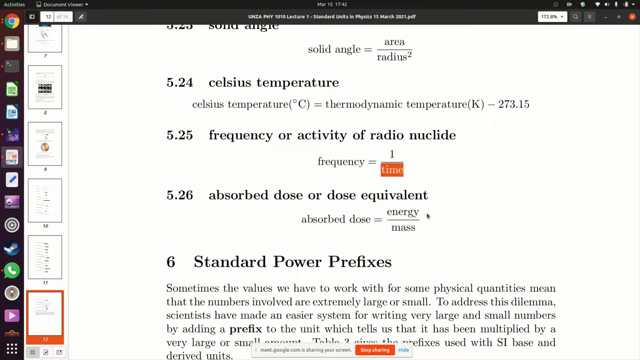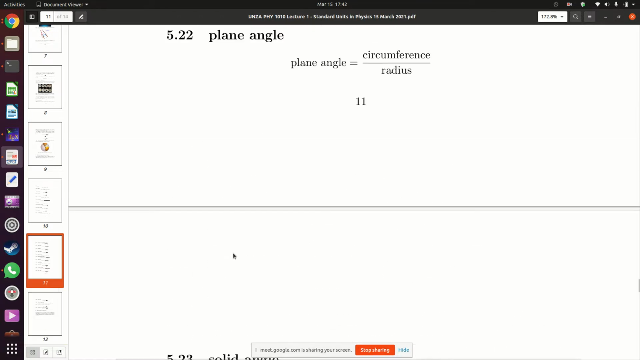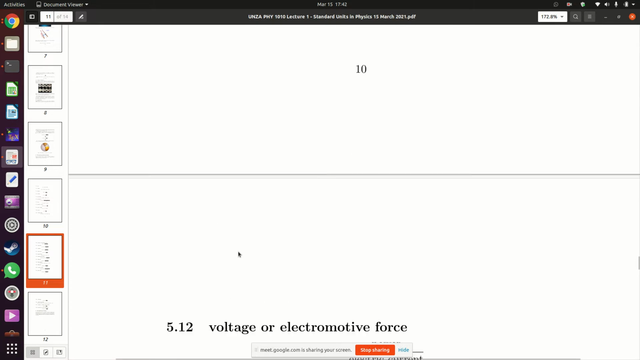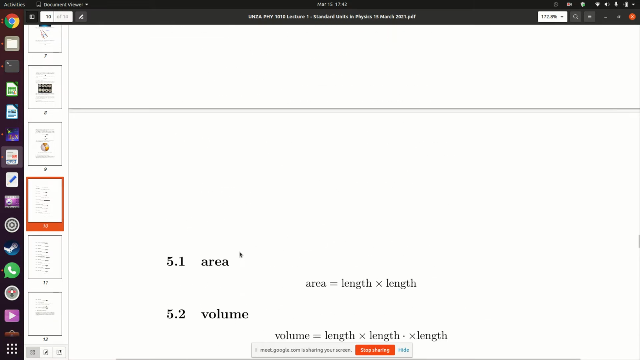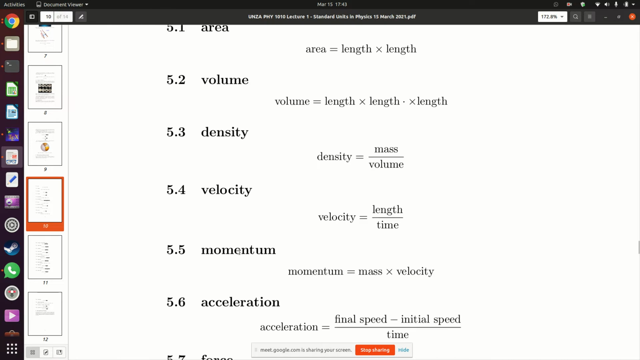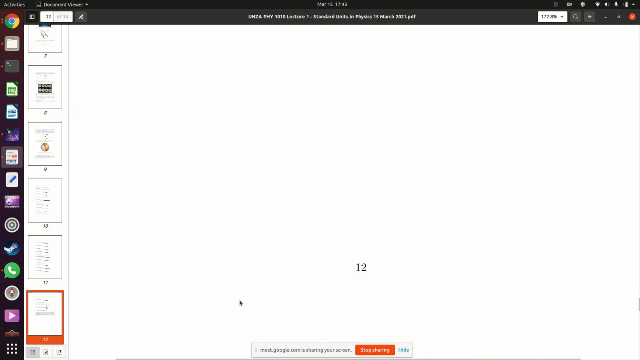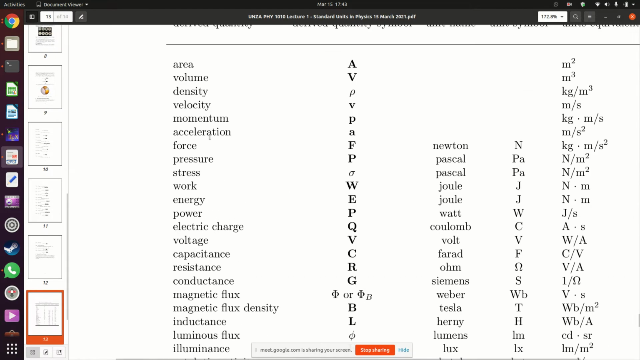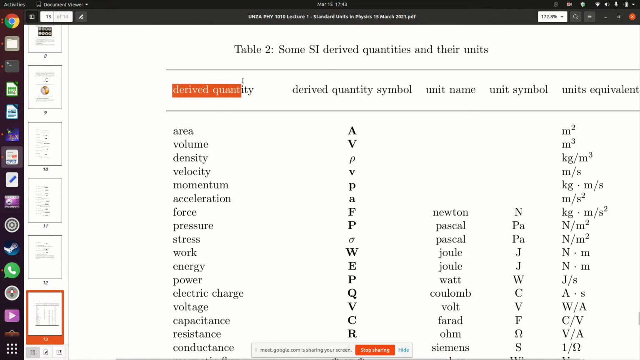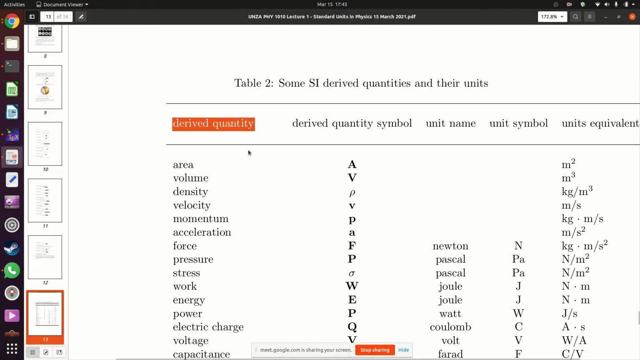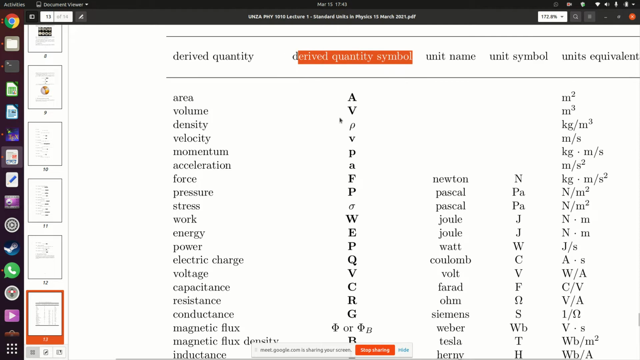Okay, so in a nutshell, any of these SI derived quantities, you get them by doing a multiplication, or you get them by doing a division. And of course there's another table somewhere here. This table shows you the derived quantity, which we have looked at. It shows you the symbol. You're supposed to know the symbols of these physical quantities so that you use the right symbols. Then the unit name.